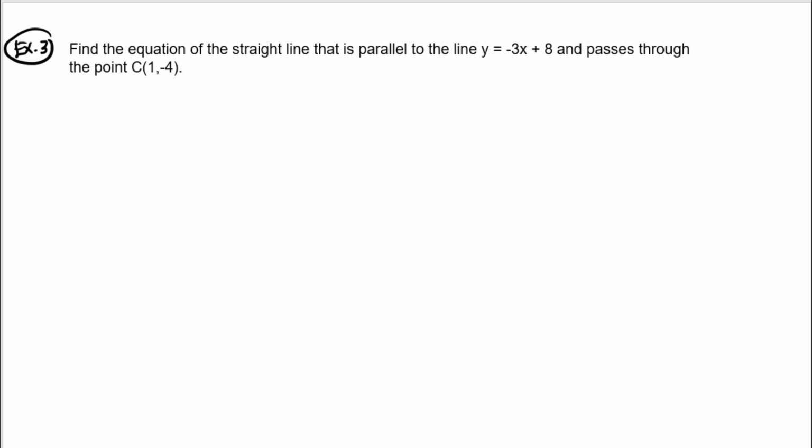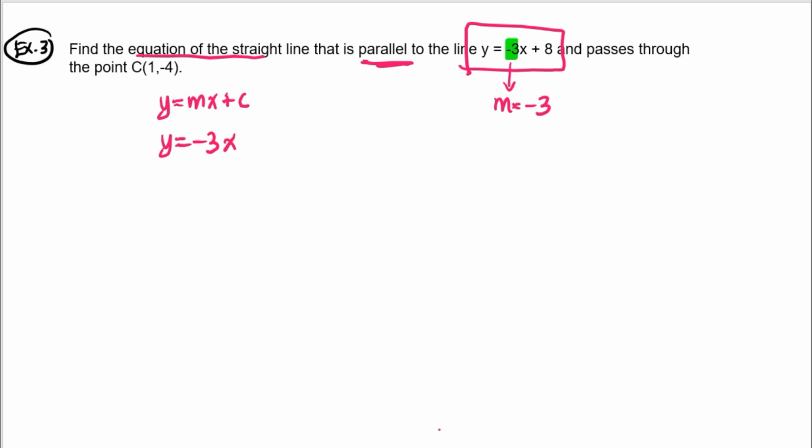We need to find the equation of the straight line that is parallel to the line. The straight line is parallel to this, so we just need to focus on the gradient of this line. So we just need to focus on -3 here because it is parallel to this line and passes through this point. We can write the equation of the straight line as y equal to mx plus c. Since this line is parallel to the given line, the value for m is -3, because they are parallel, so the value of m should be the same.